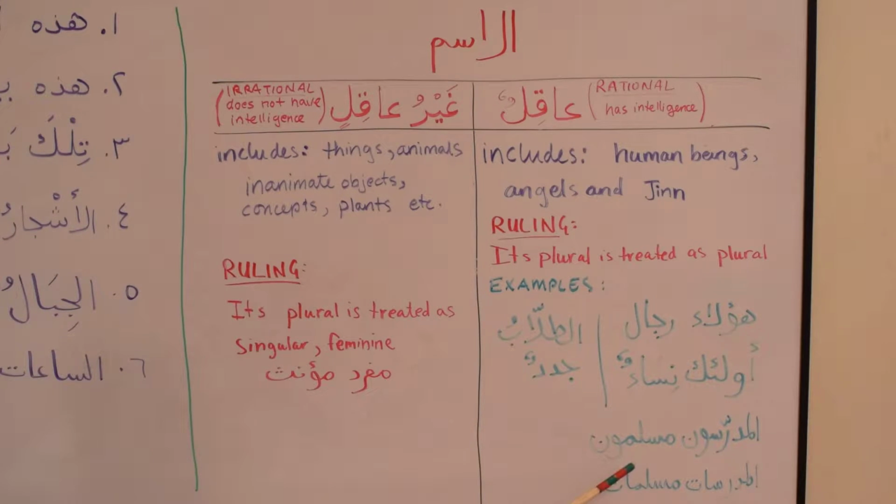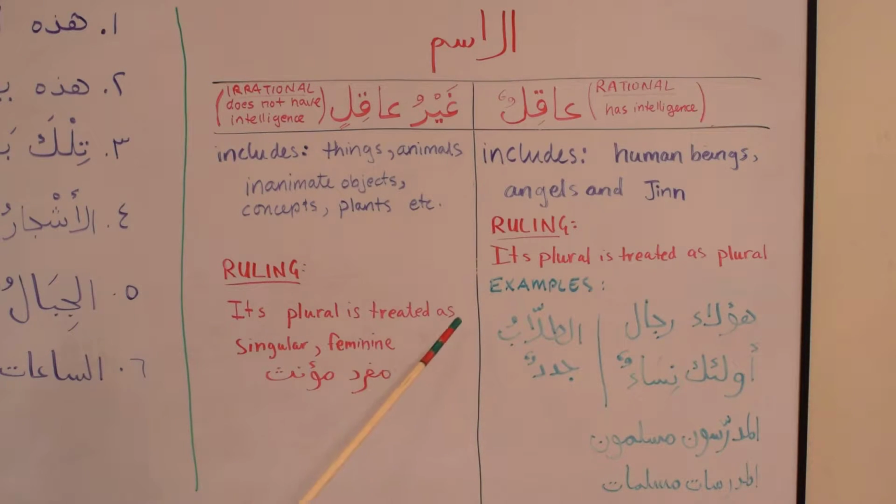المدرسون مسلمون. The teachers are Muslims. They're both plural words. المدرسات مسلمات. The teachers (feminine) are Muslims. الطلاب جدد. The students are new. So we treated this word exactly as though it was plural. We use the plural ismul ishara, the mubtada was plural, the khabar was also plural, and so on.